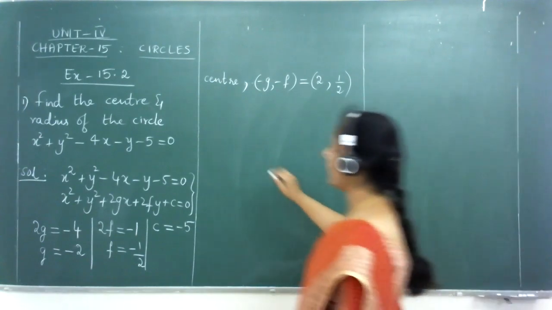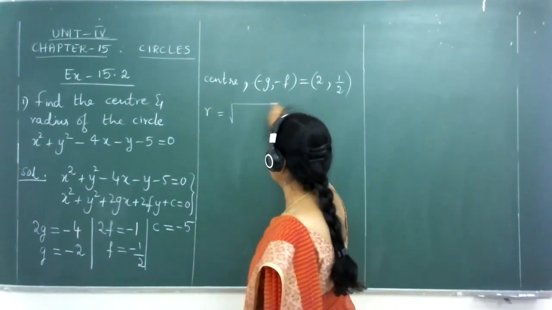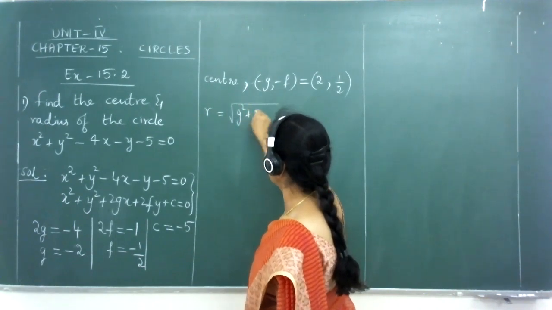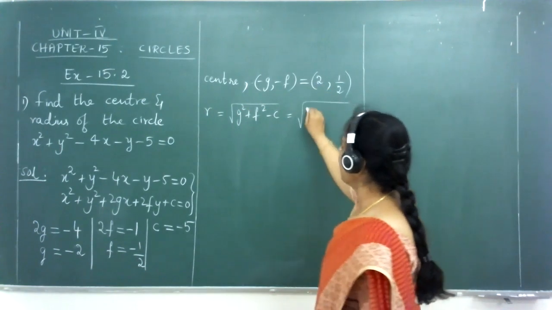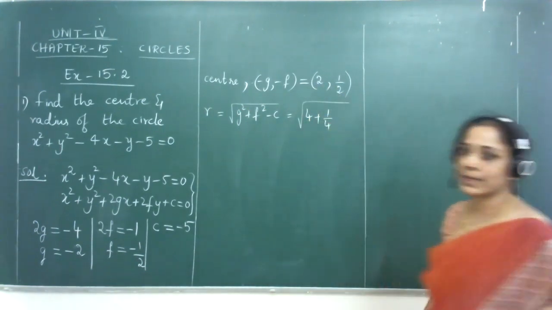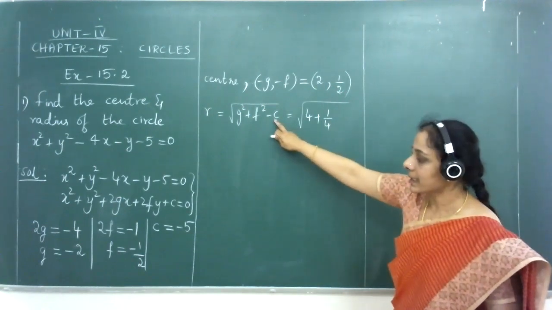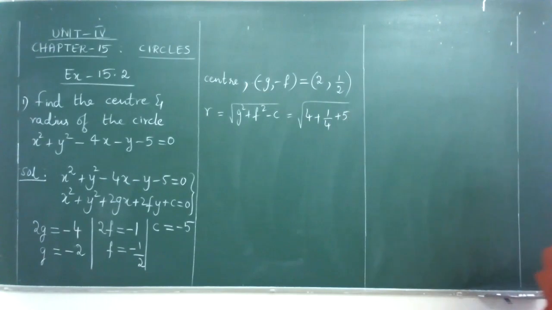Now calculate the radius of the circle, for which we apply the formula: radius is equal to root of g squared plus f squared minus c. G squared will be 2 squared, which is 4. F squared will be 1 by 2 the whole squared, which is 1 by 4, minus c. Minus of minus 5 has to give you plus 5. So you have square root of 4 plus 1 by 4 plus 5.